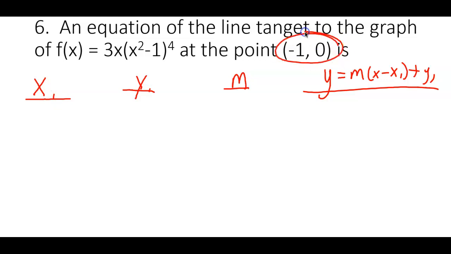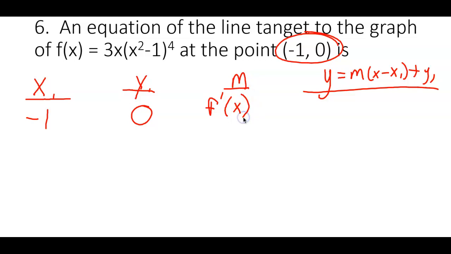So here's my x1 and y1. They just gave those to us. Nice. Sometimes they make you find the y yourself by plugging it into the original function, but so far today we've had two problems where they don't do that. Next, we need to find our slope. Now, to find your slope, you need to find the derivative of your function and then plug in your points.